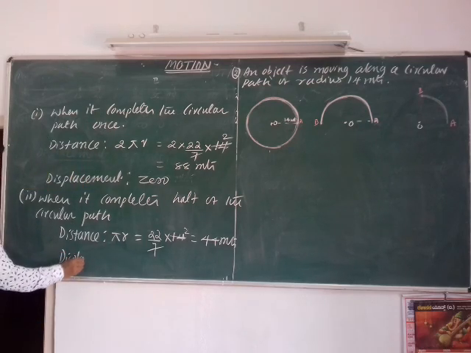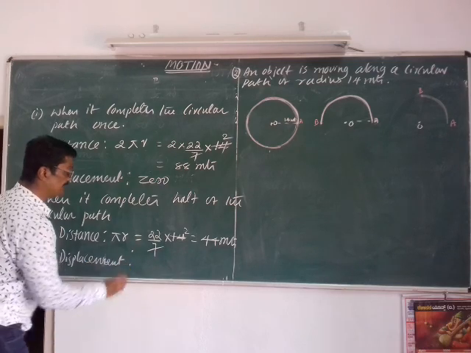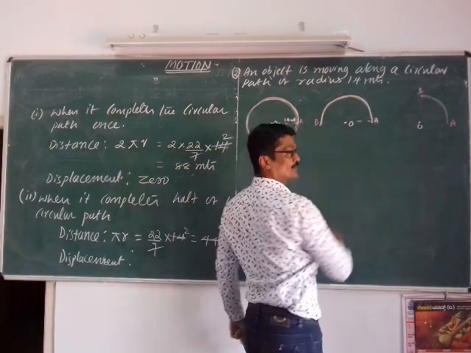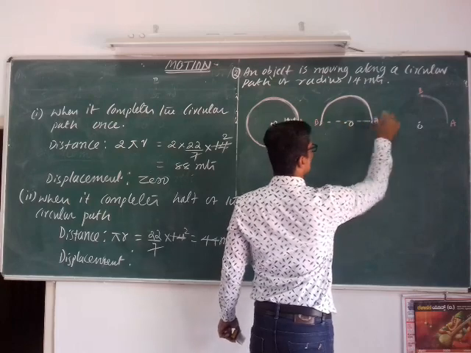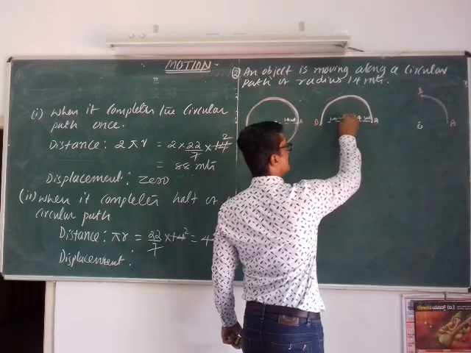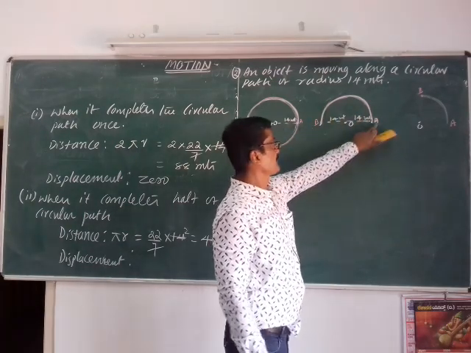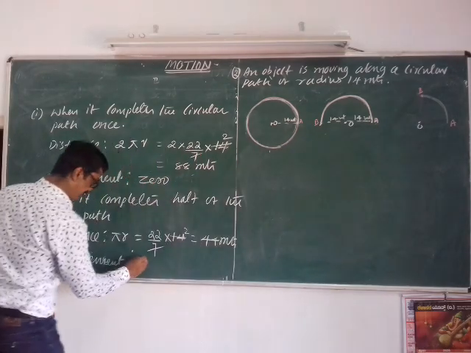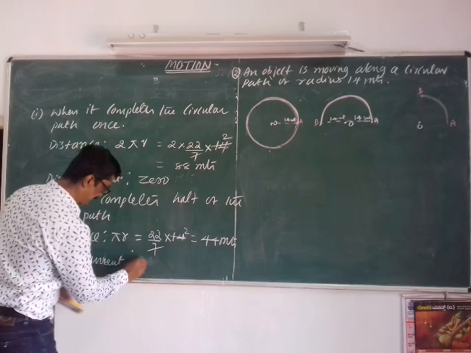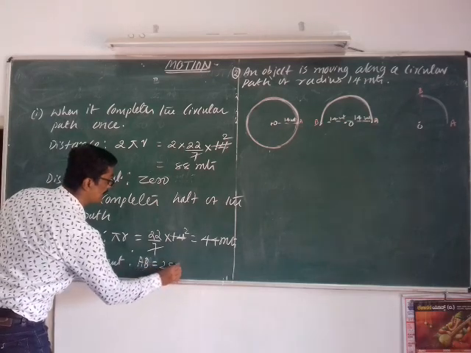Displacement. What is the displacement? Means shortest path between initial position and final position. Initial position is A, final position is B. Shortest path means the diameter itself is the shortest path. Is it not? This is the actual path and this is the shortest path. So diameter is the displacement. That is AB. AB is equal to how much? 28 meters.